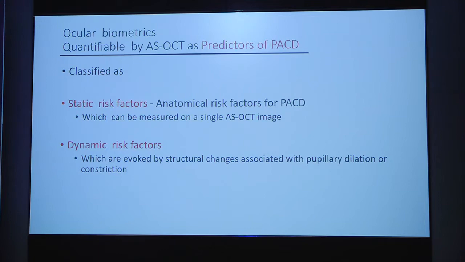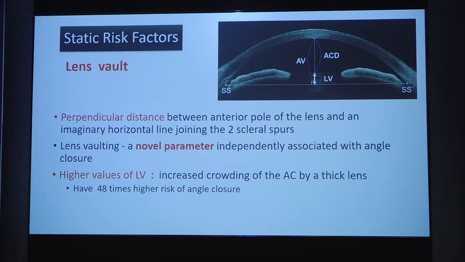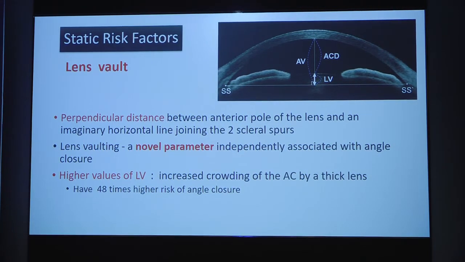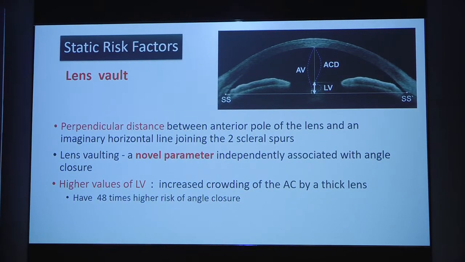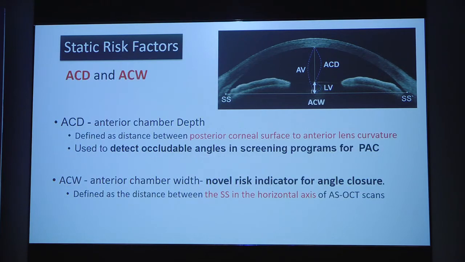So other biometrics which can be identified on ASOCT, which are predictors of VACD, are classified as static risk factors, and these are the anatomical risk factors for VACD, which can be measured in a single ASOCT image. There are also dynamic risk factors which can be evoked by structural changes associated with pupillary dilatation or constriction. So lens vault, as we had discussed earlier, is a major risk factor. This is the perpendicular distance between the line joining the two scleral spurs and the anterior vault. So this is a novel parameter, and the higher values are associated with crowding of the anterior chamber by a thick lens, and it has a 48 times higher risk for angle closure.